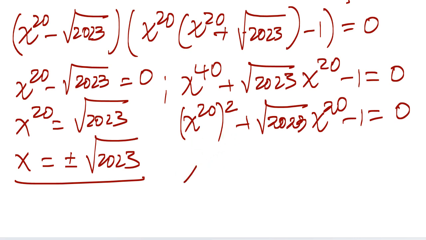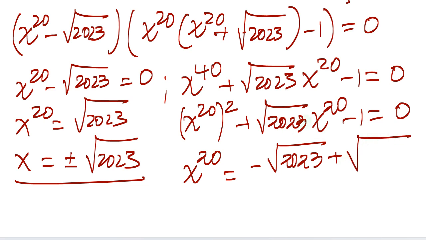Solving this quadratic equation in terms of x to the 20, we're gonna have minus b, which is minus square root of 2023, plus or minus the square root of b squared, which is 2023, plus 4 times 1 times 1, so we're gonna have 2023 plus 4, which is 2027, and this all divided by 2.